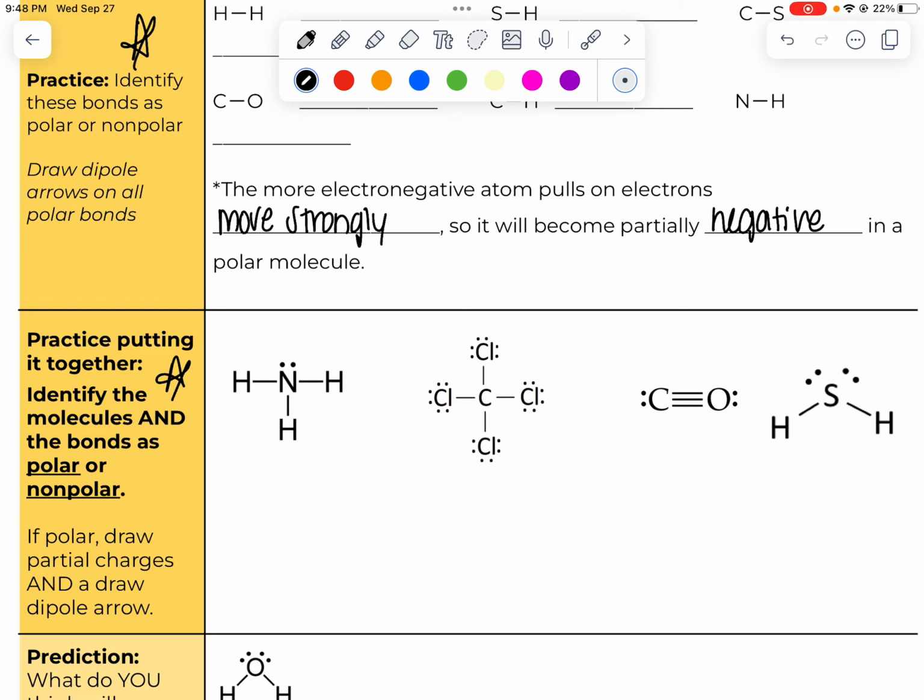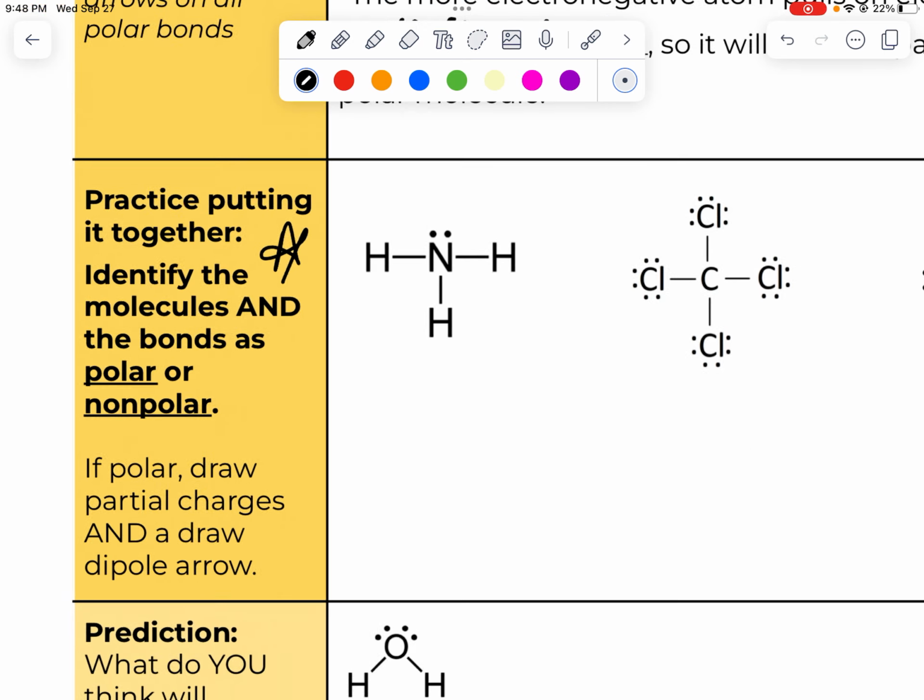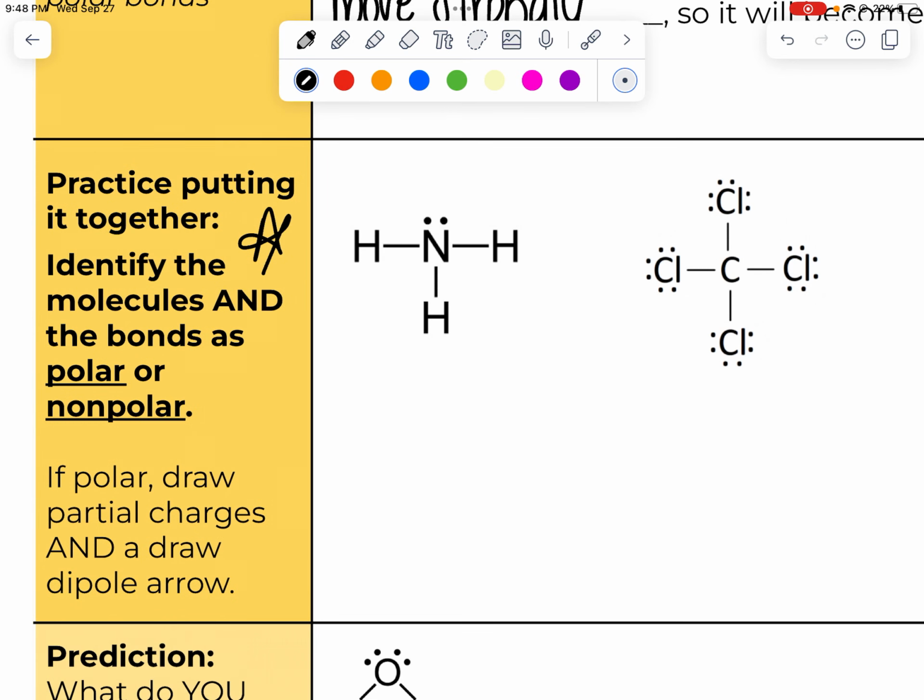The bottom section is the one that I'm going to walk you through. For this one, you're putting it all together. You're identifying if the molecule and the bonds are polar or nonpolar. So I'm going to start by taking a look at this one right here, NH3. If I'm taking a look at NH3, the first thing I want to figure out is if the bond is polar or not. So I'm looking at an N-H bond in this molecule.